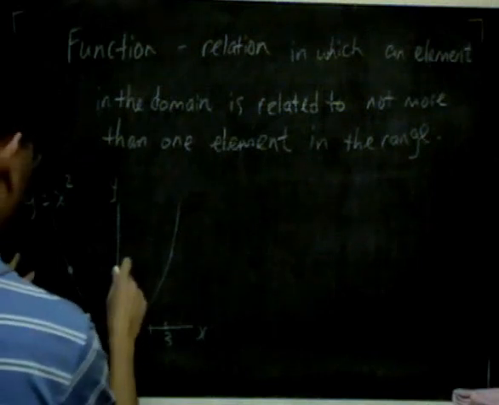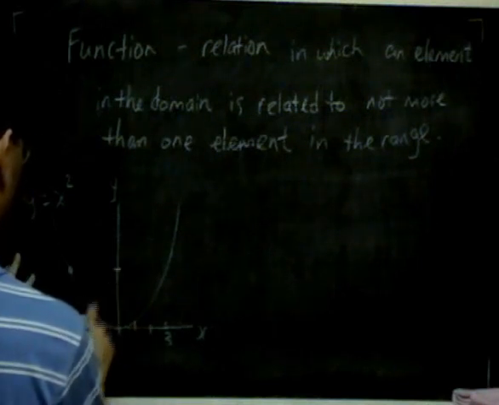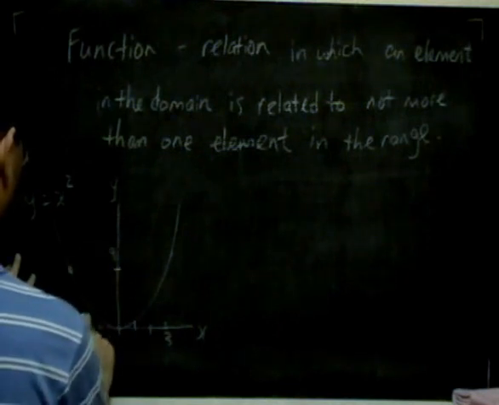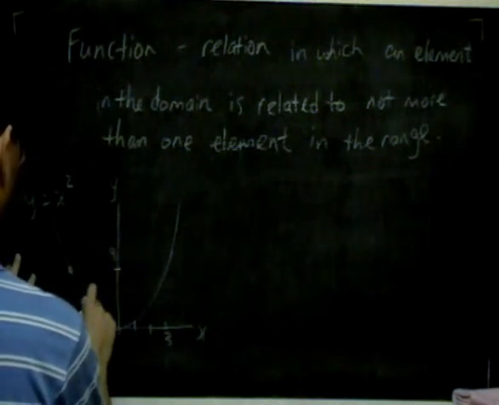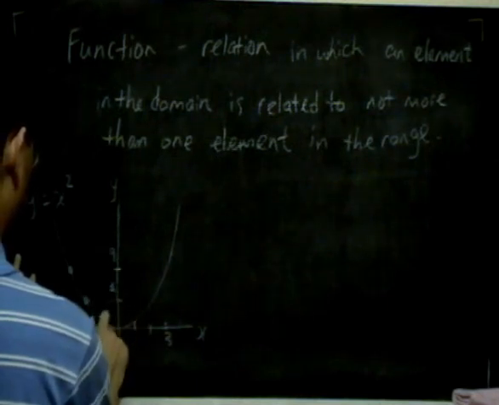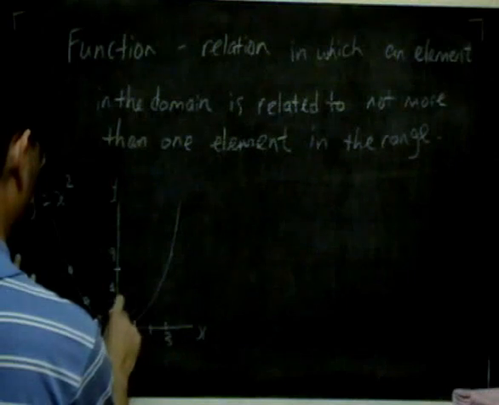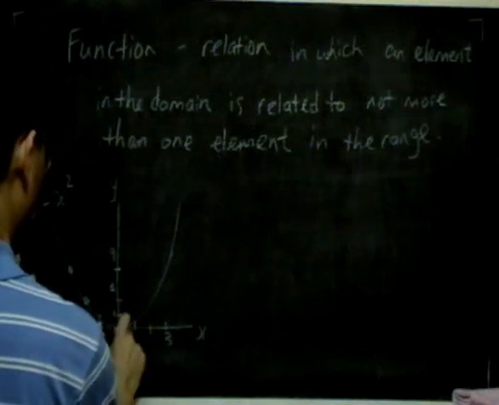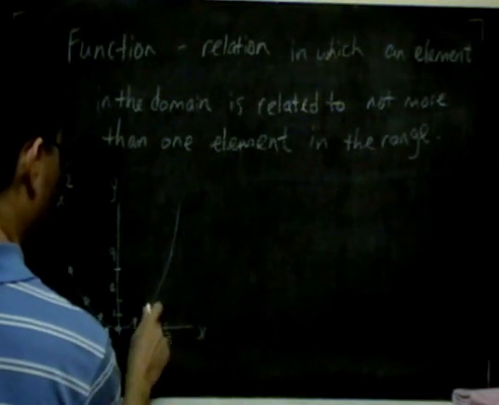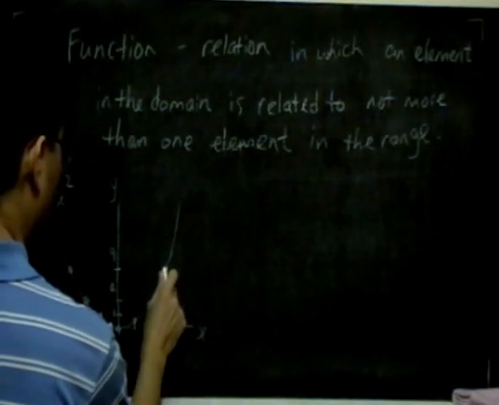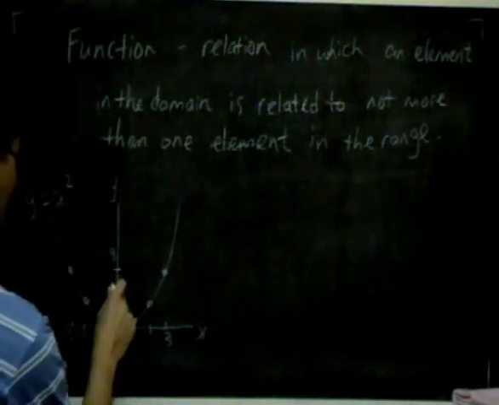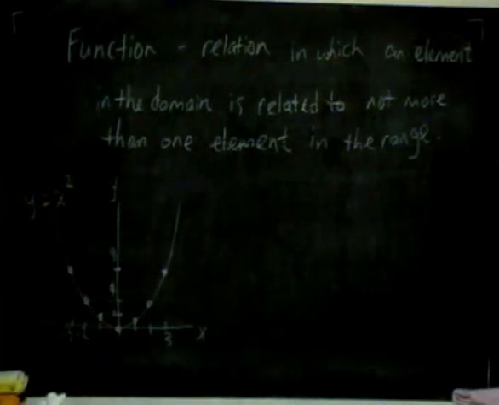So the corresponding value on the domain would be 3 squared, which is 9. Okay, and at -2 would be 4, at 1 would be 1, and so on. We can put points on the curve corresponding to the relation.